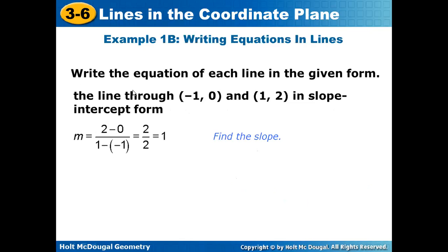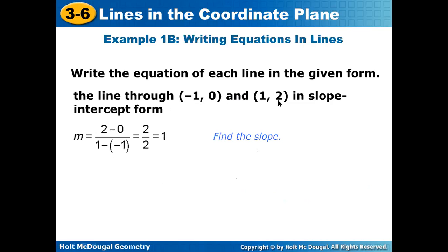Now in this question, they want you to write it in slope intercept form. Now when they're asking for slope intercept form and they have given you 2 coordinates, the first step is find the slope. So to find the slope, you have to use y2 minus y1 over x2 minus x1. So that's what they did here. This is for slope intercept form.